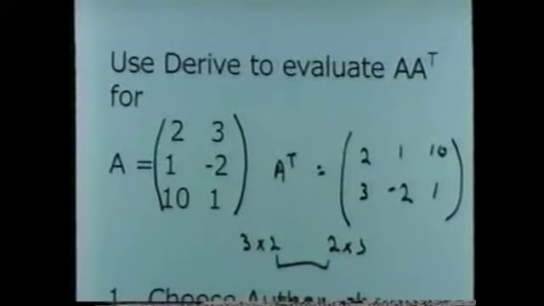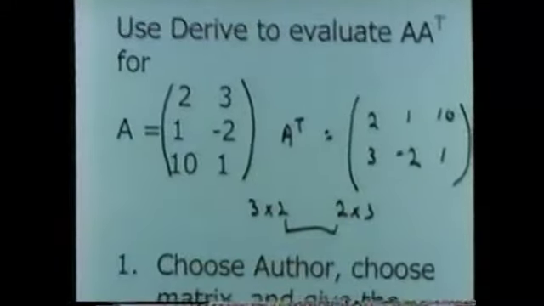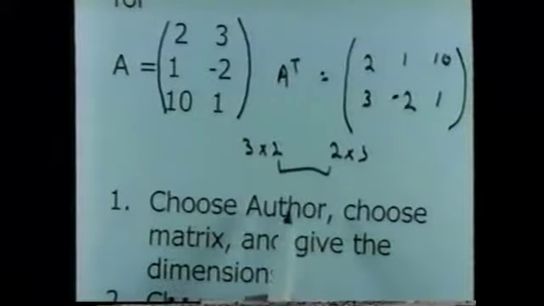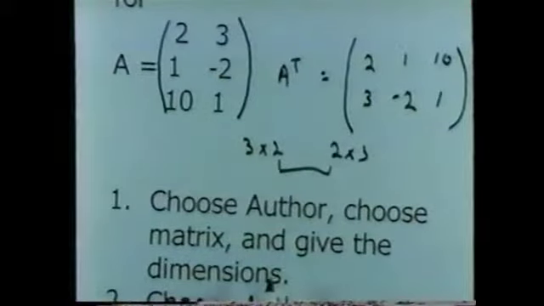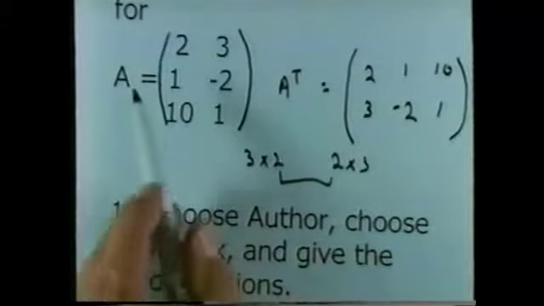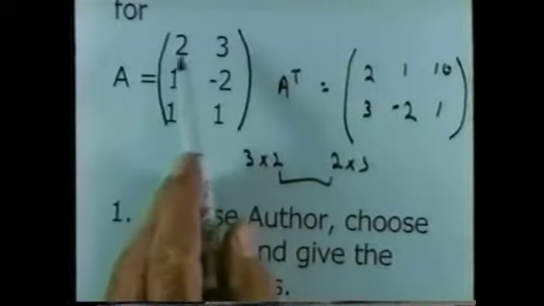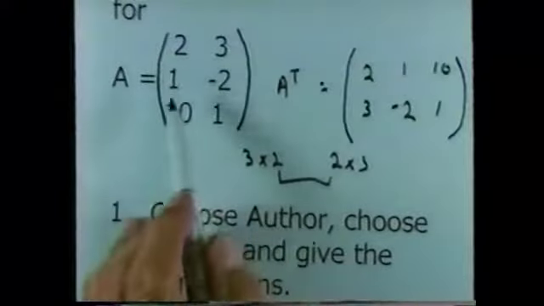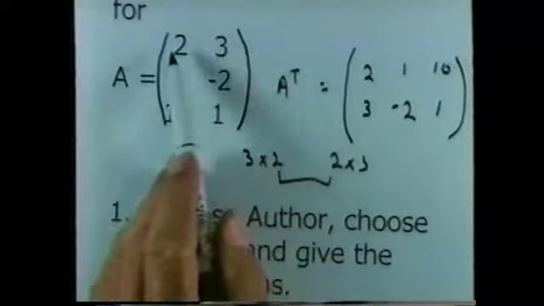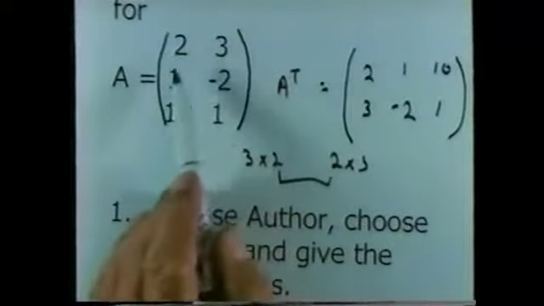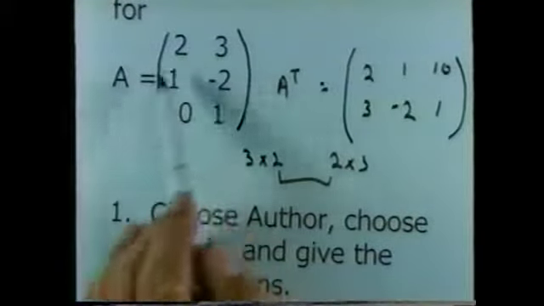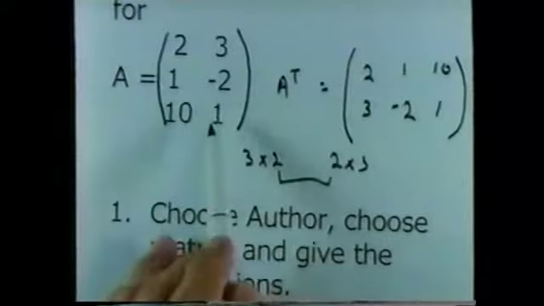The first step will be to enter the matrices. To enter the matrix, remember you choose author, you choose matrix, and you give the dimensions. So all we're going to have to enter is A. So enter matrix A, which is a 3 by 2 matrix. So click on your arrows until the dimensions read 3 by 2. I told you wrong a while ago. It's 3 rows, 2 columns. So it's a 3 by 2 matrix.